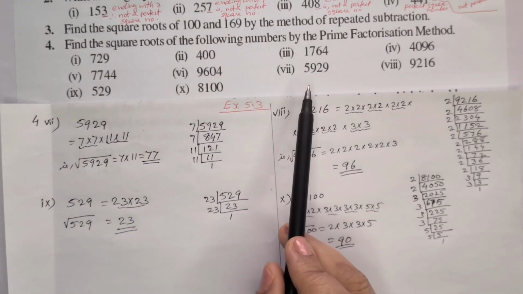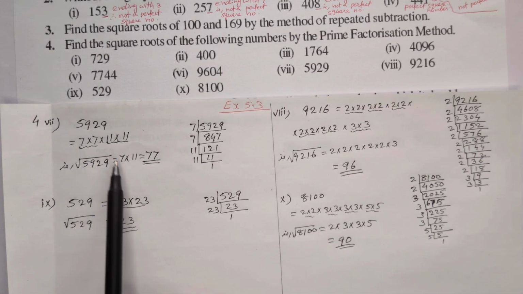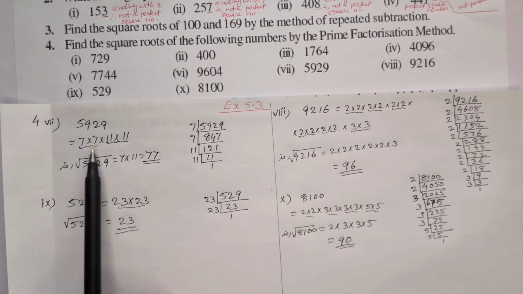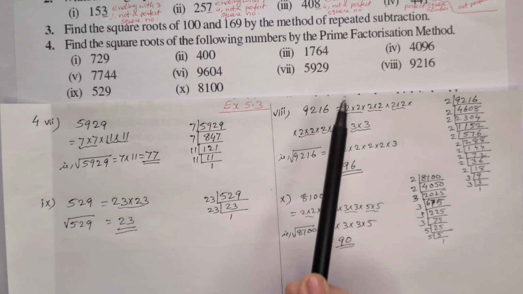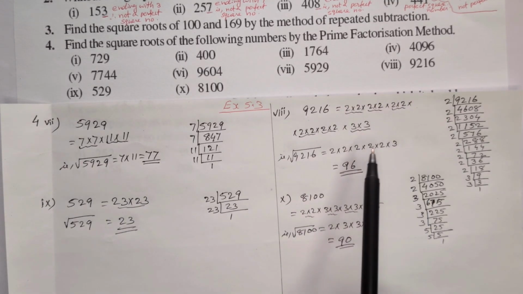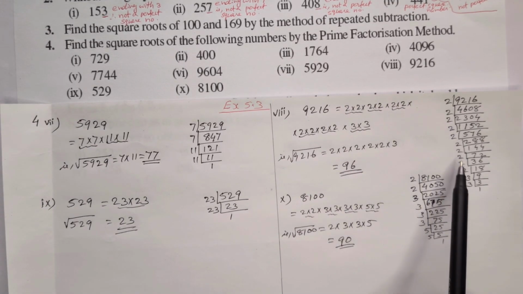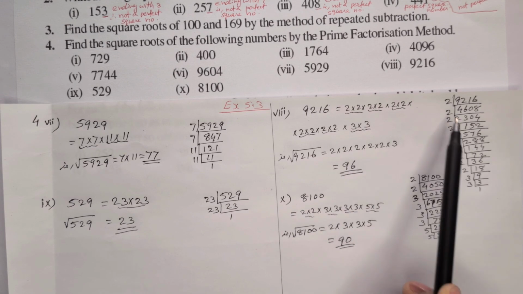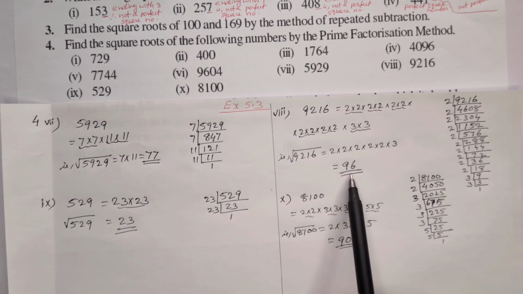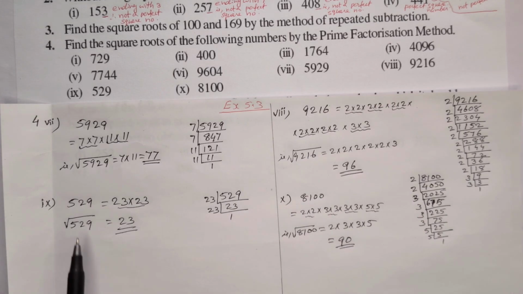Next, the 7th one, the number 5929. We are getting 7 one pair, 11 one pair. So 7 into 11, 77. 8th one, 9216. That we are getting 2 five pairs and 3 one pair. So square root is 96. 529 is 23 square, 23 into 23. So root of 529 is 23. 8100, we are getting 2 into 3 into 3 into 5 as the square root, which is equal to 90.